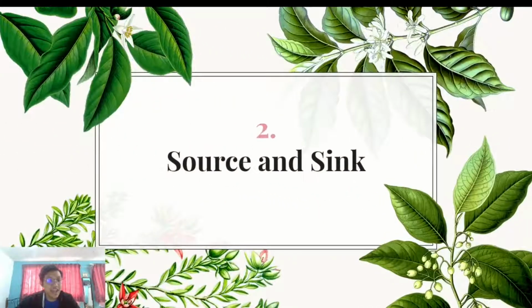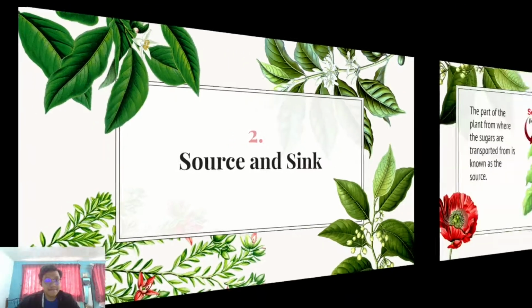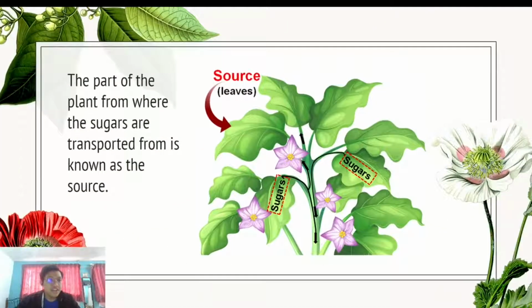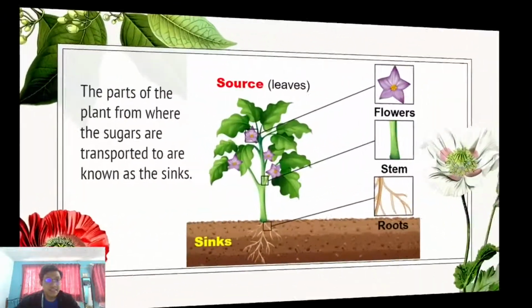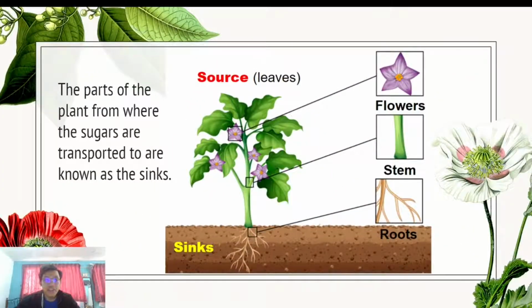Next up, let's look at the source and sink. So the source is the part of the plant from where the sugars are transported from. These may refer to the leaves. The parts of the plant from where the sugars are transported to are known as the sinks, such as flowers, stems, and the roots. So basically, sources are places where the sucrose originates from, and the sink is where the sucrose will end up.